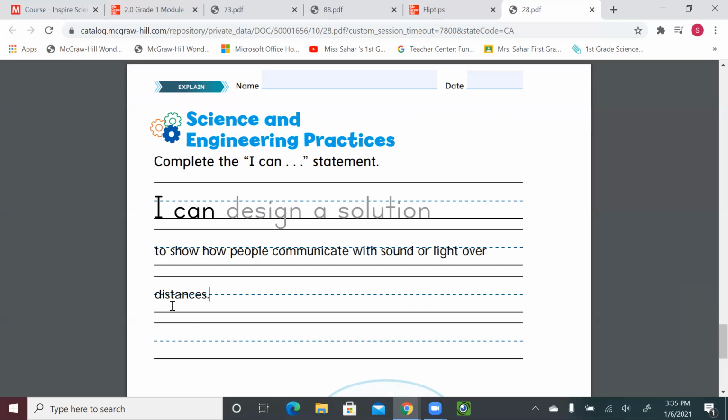We also learned about the transmitter and receiver. There are two machines. A transmitter is a machine that sends out messages or signals, and the receiver is a machine, or part of a machine, that receives or gets this message or signal.